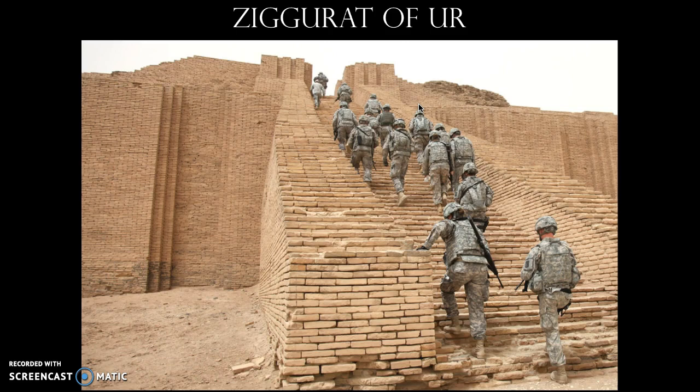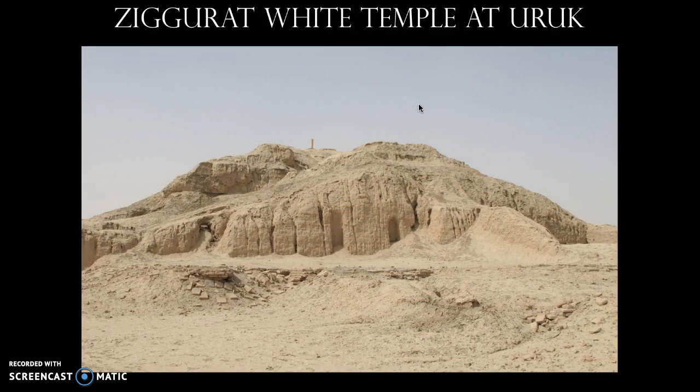The White Temple at Uruk was the largest and earliest of the ziggurats. This would have been whitewashed, which was why we called it the White Temple. And it would have just been an incredible sight with the desert sun reflecting off of its surface.